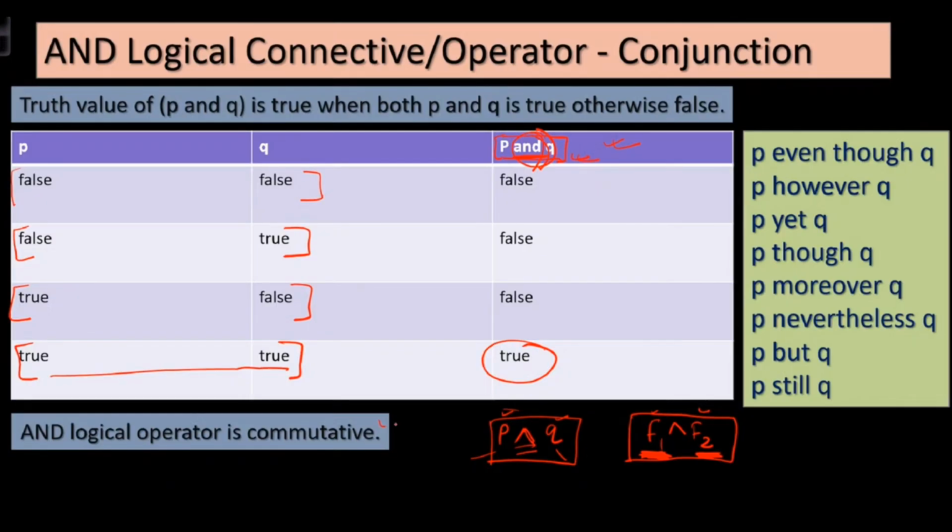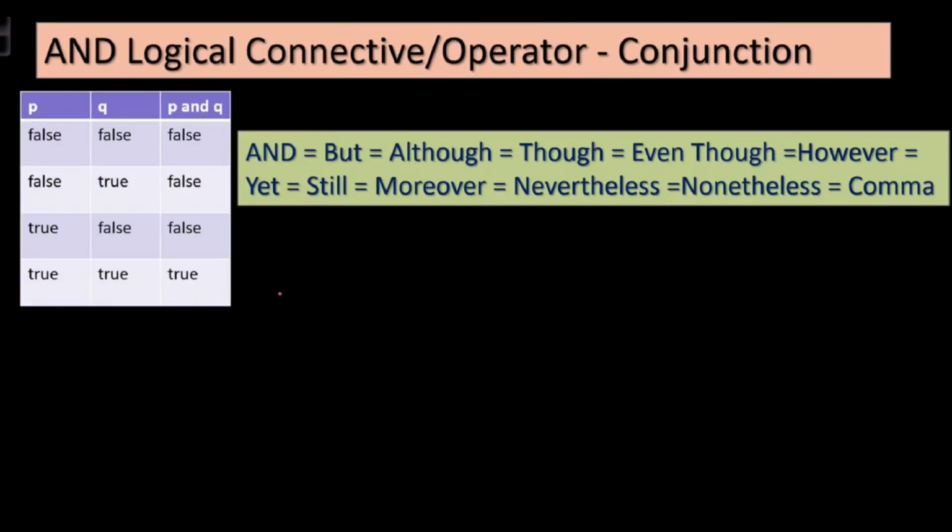Now this AND logical operator is commutative. Whether you do P and Q or Q and P, it will be true only when both are true, so commutativity always holds. When is it useful to connect two propositions using the AND logical connective? When our requirement is such that we want both propositions to be true.